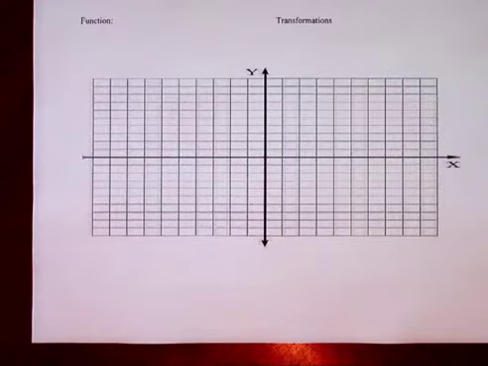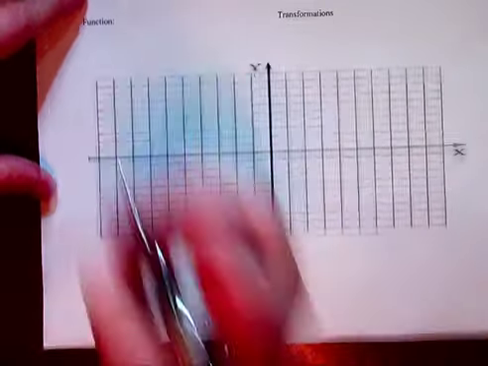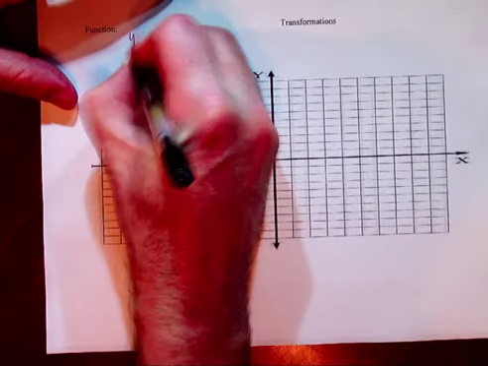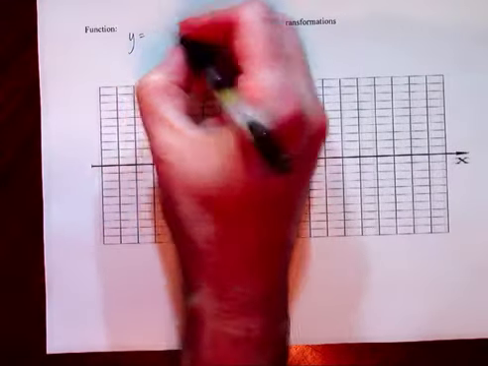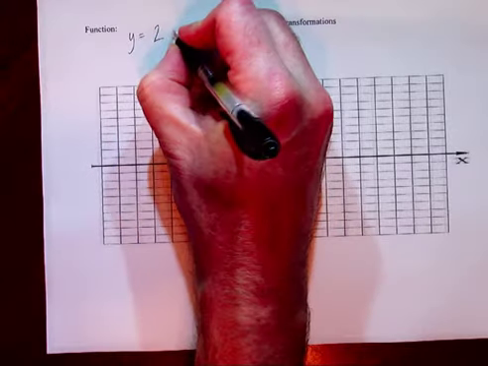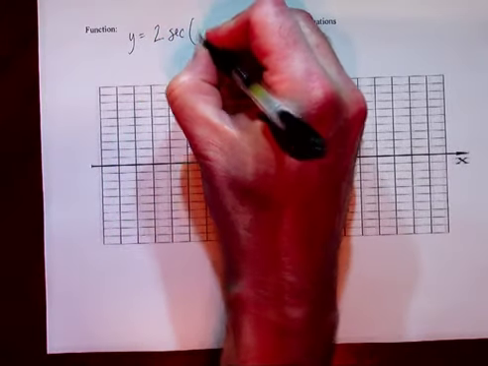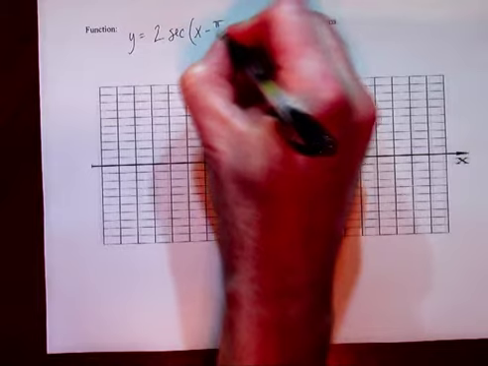Yay! Okay. Alrighty, let's go ahead and make up a function, one that's not too taxing on us. Let's do, how about 2 secant of (x minus pi over 3).